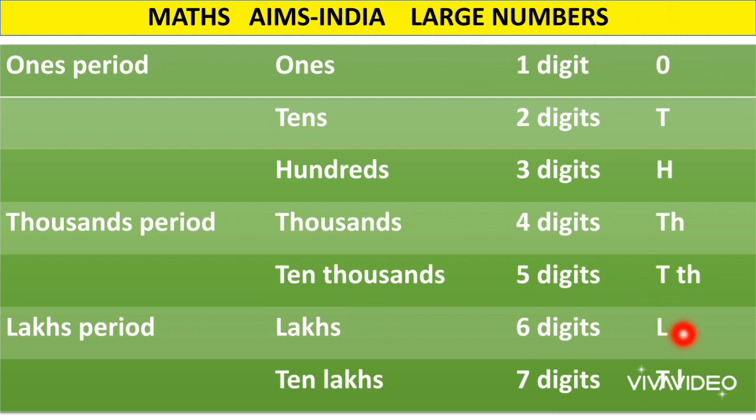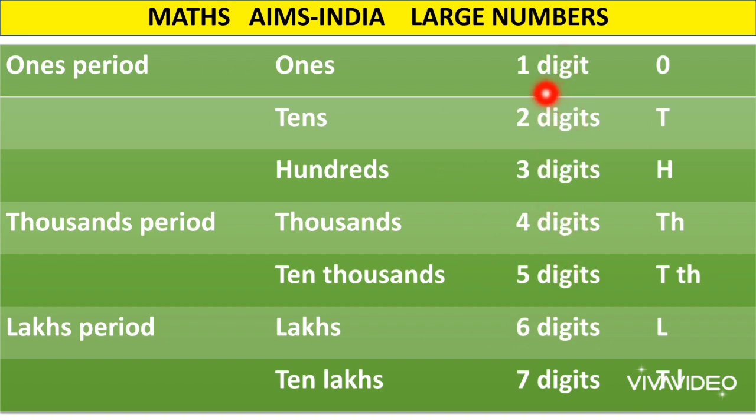And coming to these letters here, they are used to denote the place values. Instead of writing such a big word every time, we just write the letter O for ones. Tens is denoted by the letter T, hundreds by the letter H, thousands by the letters TH, 10,000s by T, TH, T for 10 and TH for thousands. Lakhs are denoted by the letter L. 10 lakhs are denoted by T, L.